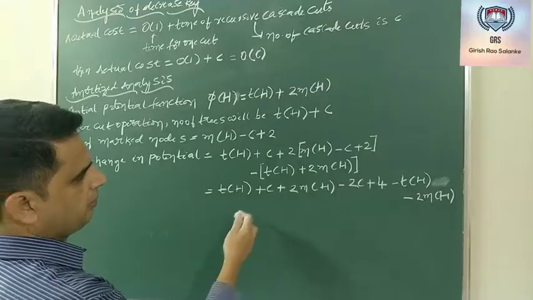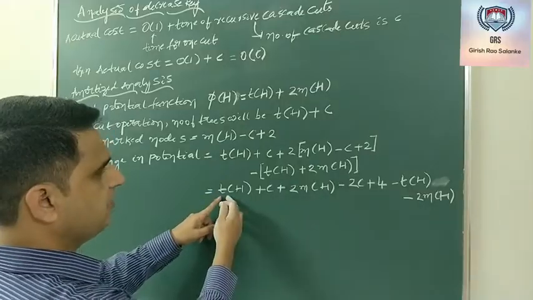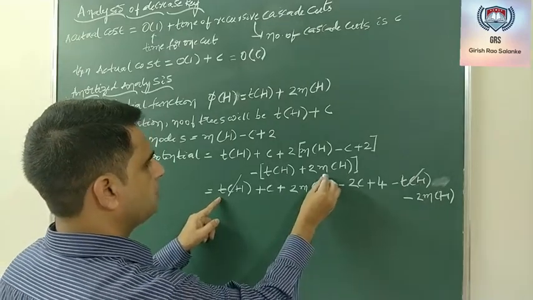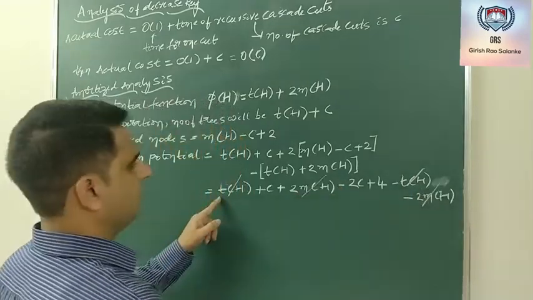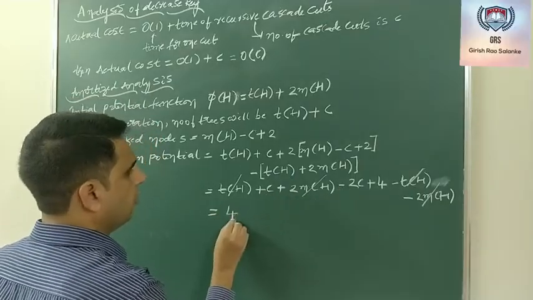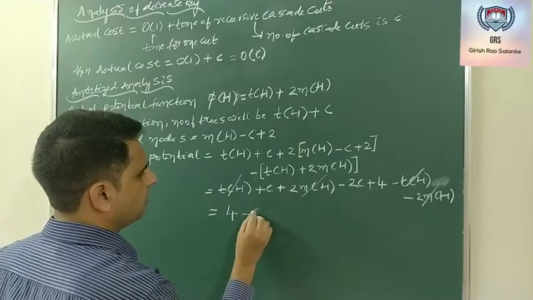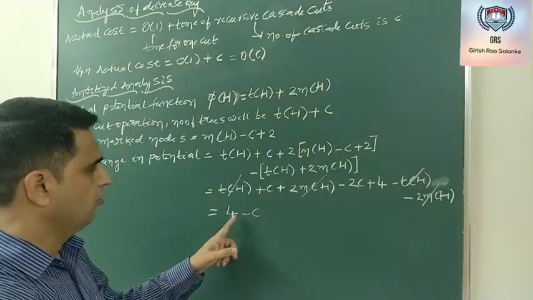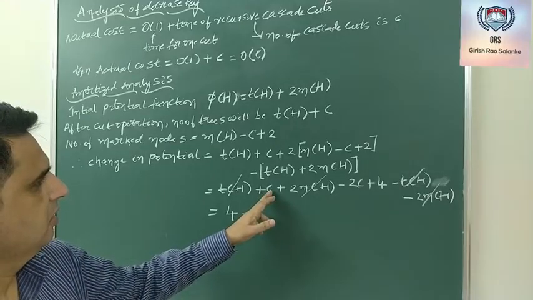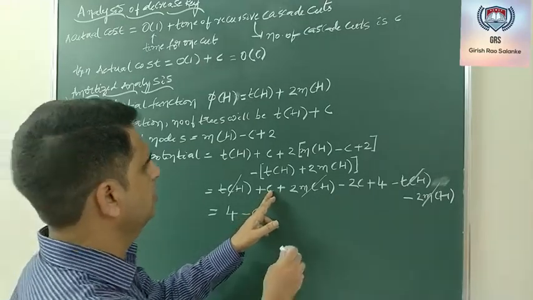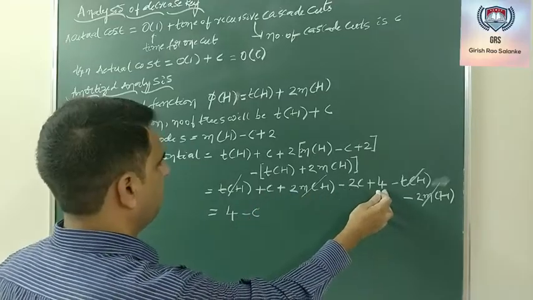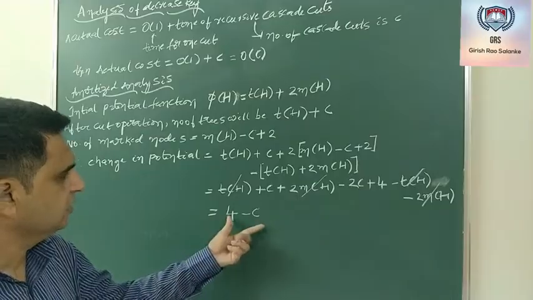So if you see this, t of h gets cancelled. 2 of m of h, 2 of m of h gets cancelled. Now it is 4 minus 2c plus c, which is minus c. So 4 minus c. Let me check. c minus 2c plus 4. So this is 4 minus c.